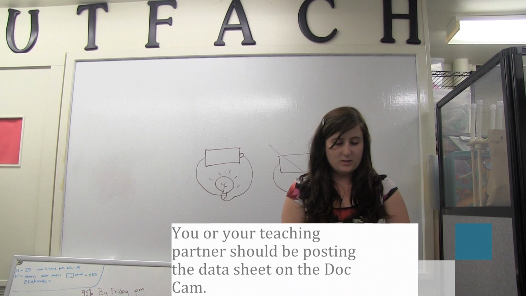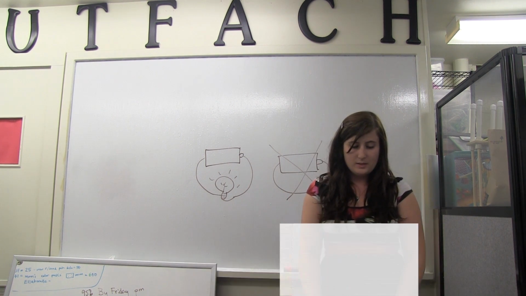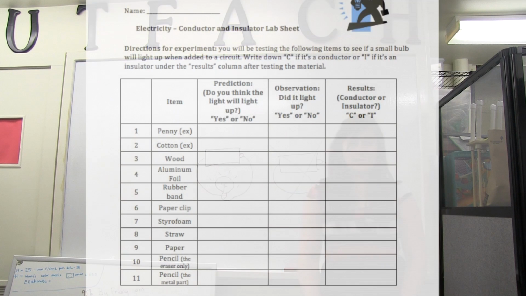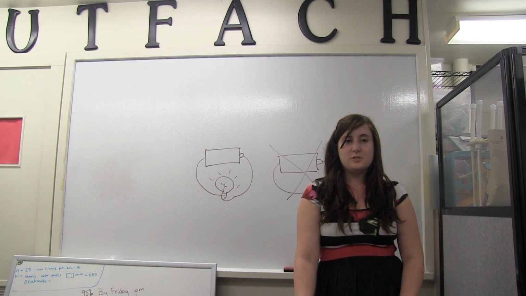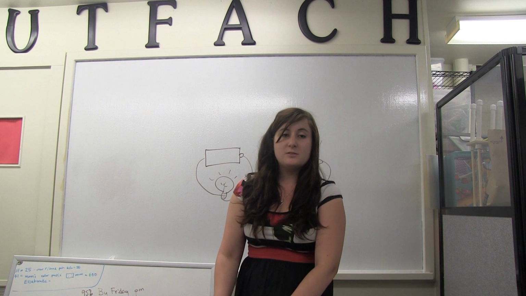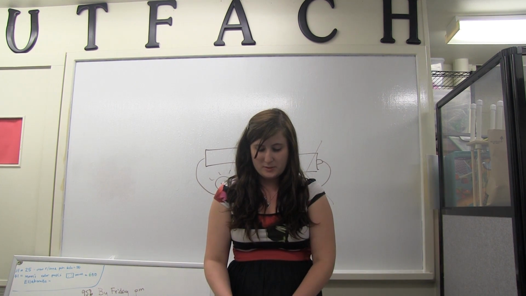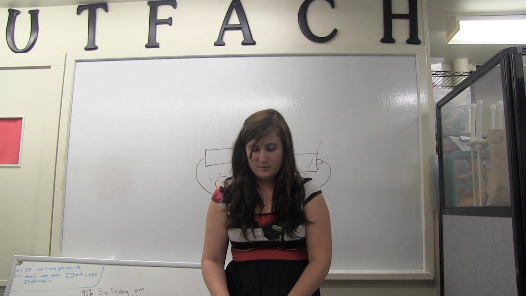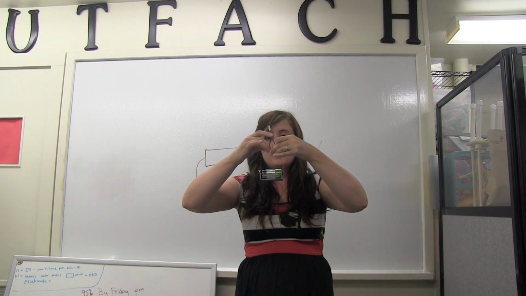So let's go ahead and take a look at our data sheet, and let's look at what we're testing for number 1. So what's the first thing we're testing? A penny. Who thinks a penny will make the small light bulb light up? I do because it's metal. Okay, that's a good prediction. Make sure you're recording your predictions on your sheet. So now I'm going to show you how to test the penny. So first you're going to go ahead and do your simple circuit, like we all just did, where you make your simple circuit and your light bulb lights up.